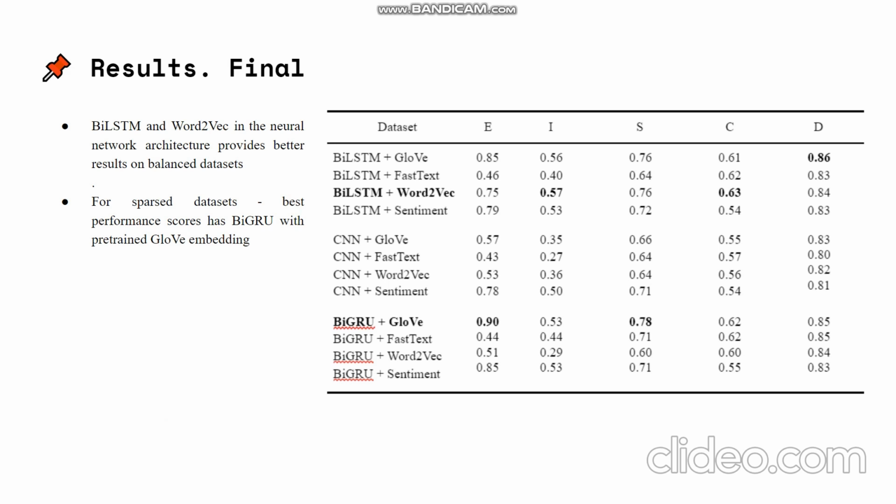So if the dataset has very unbalanced classes, like when the data labeled as happy is 10 times more than sadness, then the better approach is to use BiGRU with GloVe.